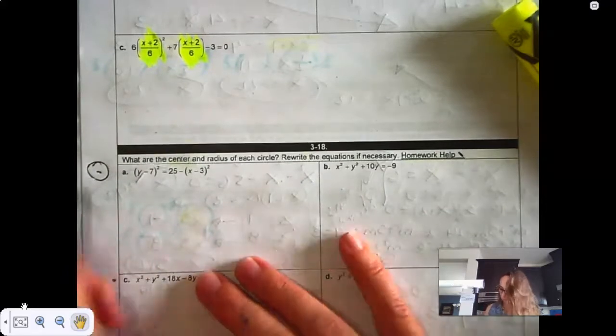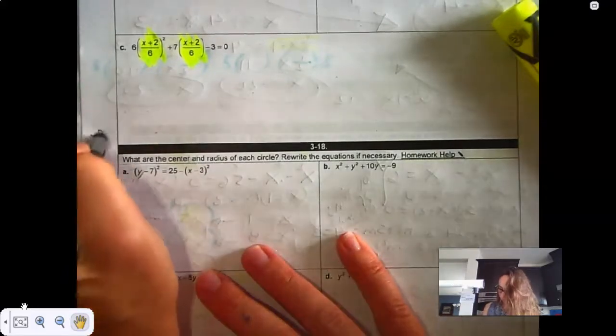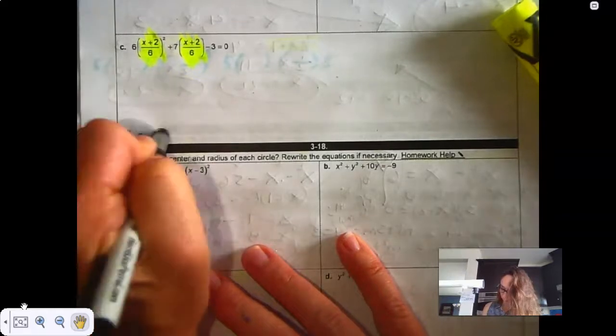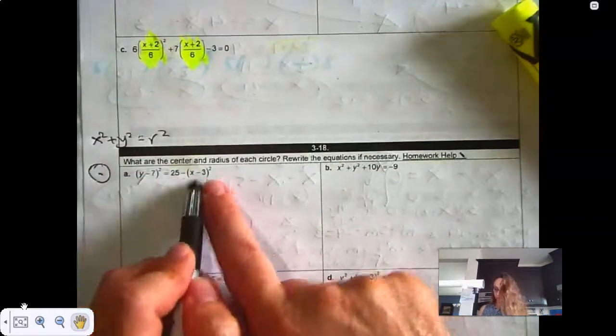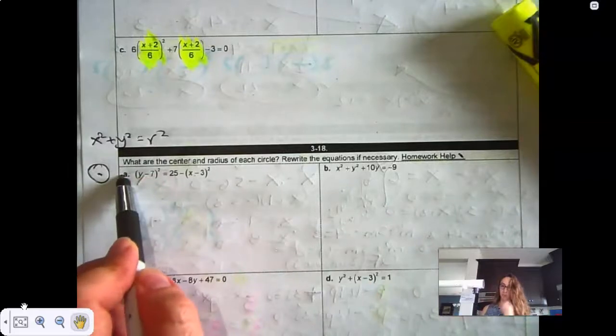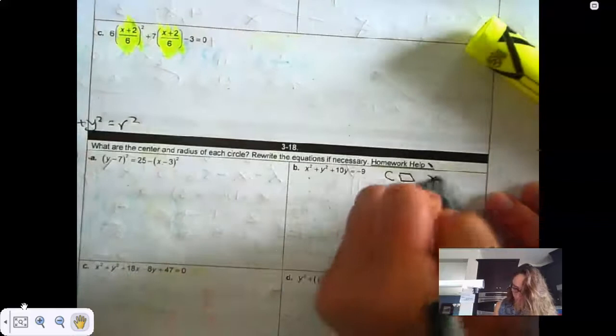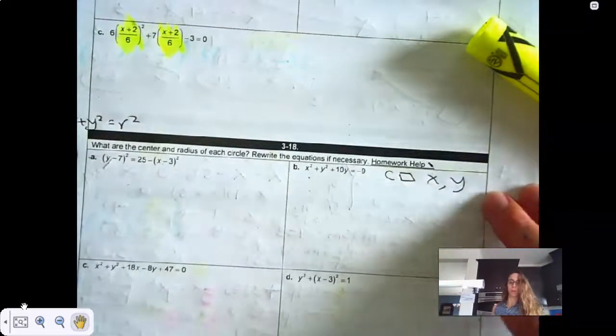And remember, if you're going to do the circle, it's got to be x squared plus y squared equals the radius. So this is going to have to move over, and then you'll be able to do it. Now this one isn't in the right form, so you're going to have to complete the square for the x and complete the square for the y.